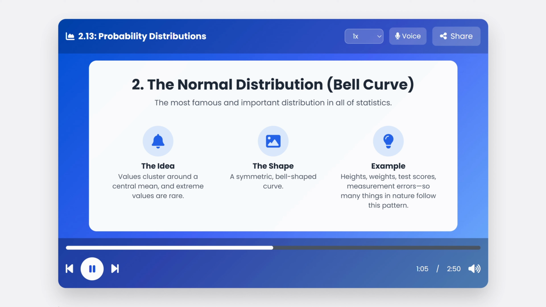Next is the most important distribution of all, the normal distribution, also known as the bell curve. You've seen this shape everywhere. It describes events where the values tend to cluster around a central average, and extreme values get rarer and rarer the further you get from the center. So many things in nature, like human height, blood pressure, and measurement errors, follow this beautiful, symmetric curve.